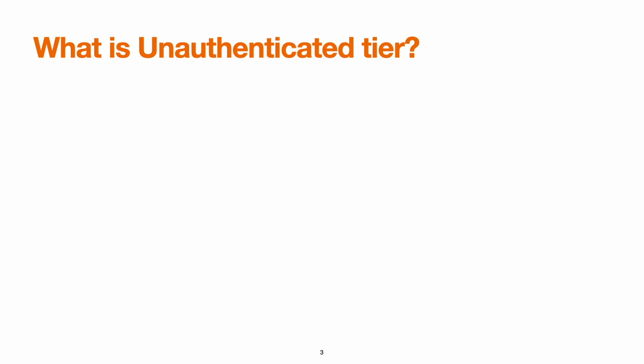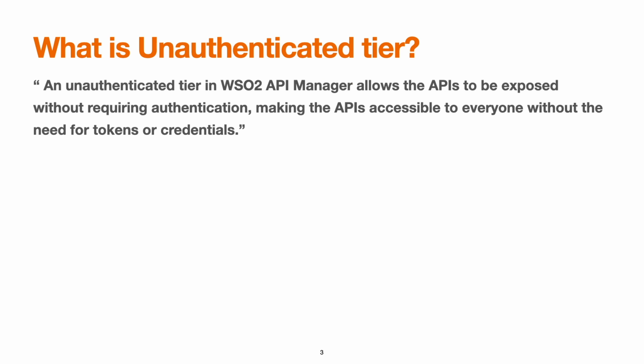So what is an unauthenticated tier? An unauthenticated tier in WSO2 API Manager allows the APIs to be exposed without requiring authentication. As its name implies, unauthenticated, it doesn't require authentication. This way, it makes the API accessible to everyone without the need for tokens or credentials.